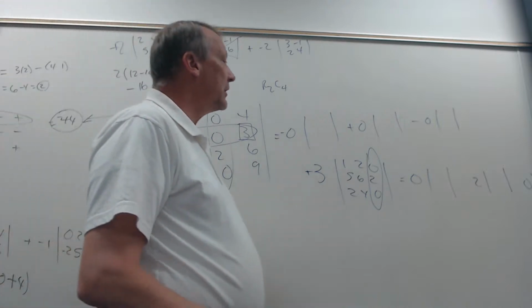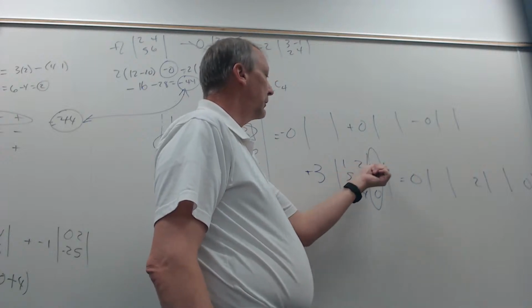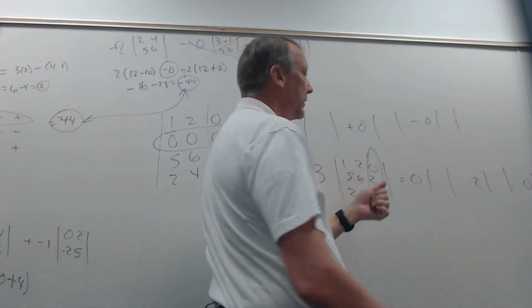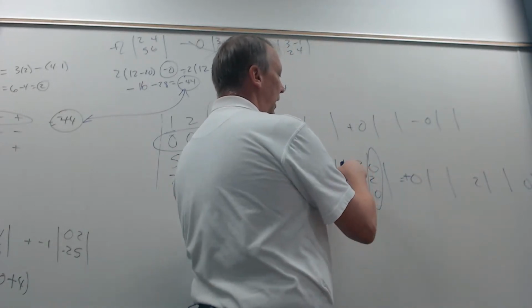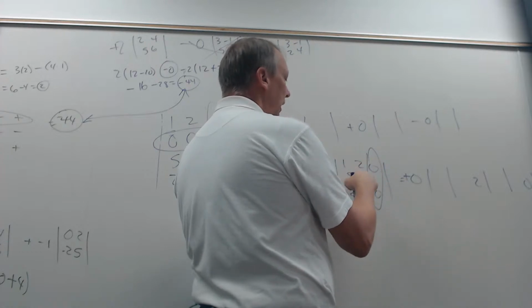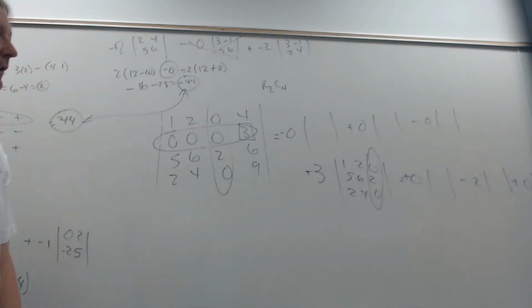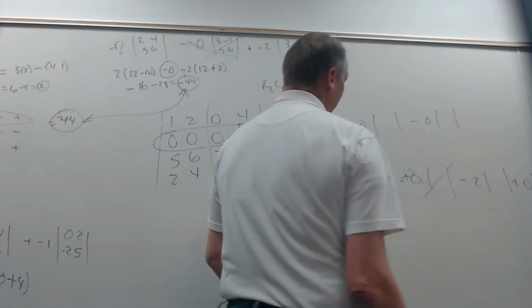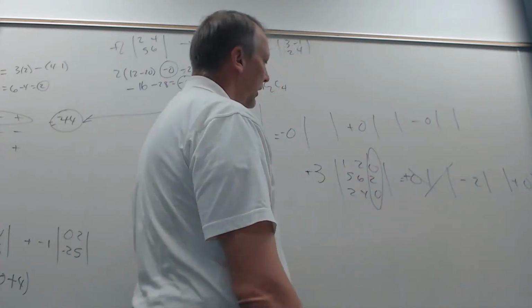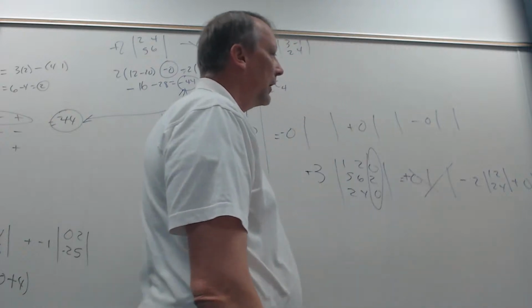Now the question is, is this going to be positive or negative? Row 1, column 3 is going to be positive, since the signs alternate. Does that make sense? So all I really care about is the 2. This is the only matrix I care about, so I'm going to block this out. I'm left with 1, 2, 2, 4.